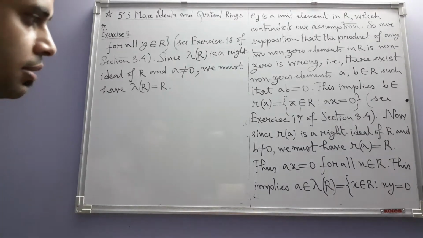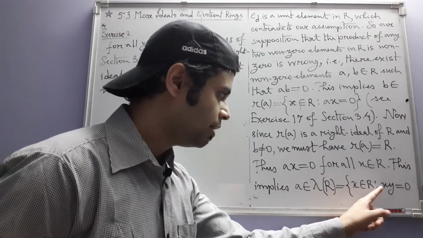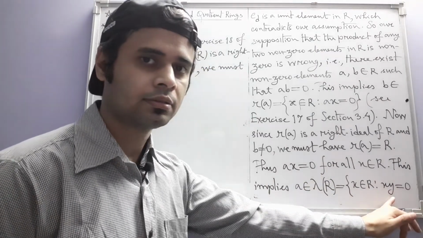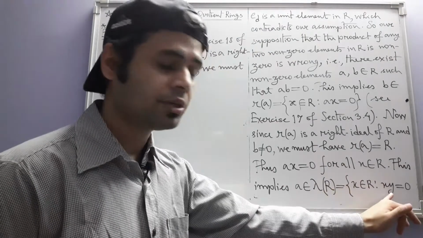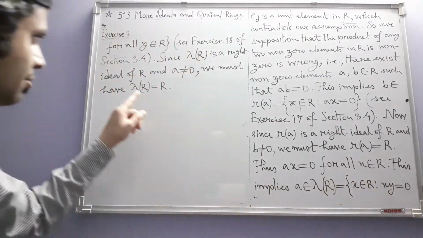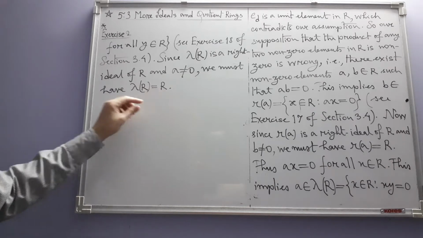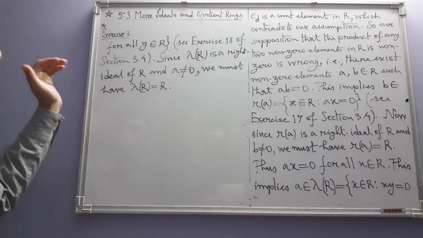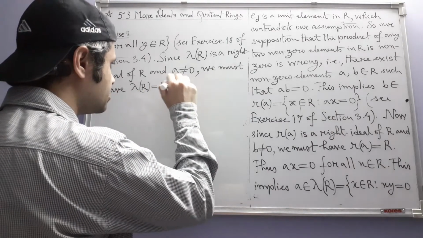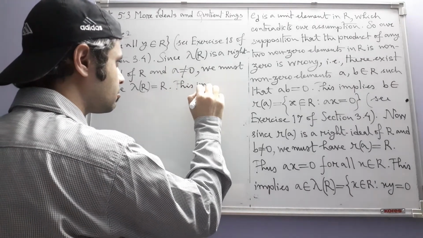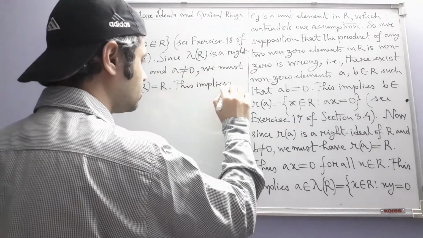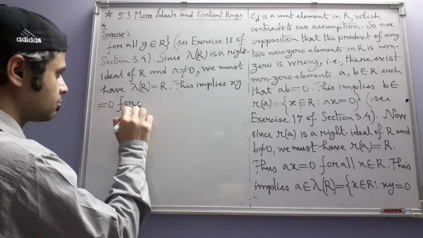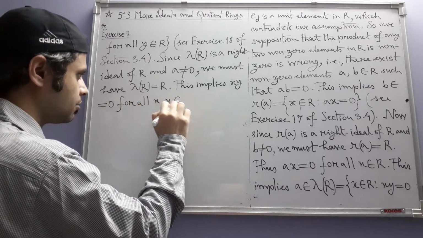Why? You see, any element of lambda R, when we multiply that by any element of R, we get 0. But now lambda R itself is R, so any element of R we multiply by any other element or by itself, we get 0. So this implies xy is equal to 0 for all x and y belonging to R.